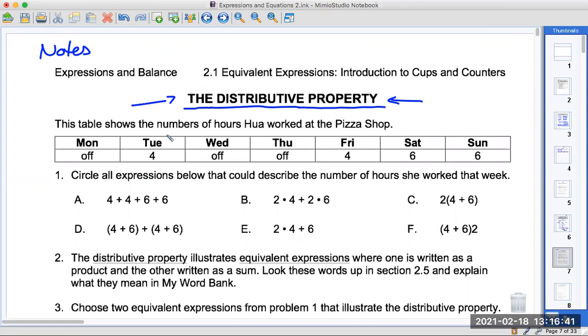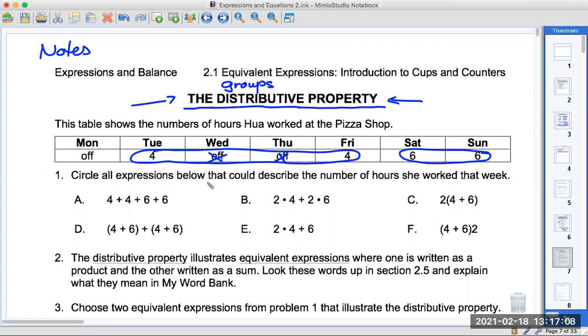Okay, this table shows the number of hours she worked at the pizza shop. Friday 4 hours, Saturday 6 hours, Sunday 6. Notice 2 groups of 6 and 2 groups of 4, right? Yep, that's what distributive is, it's groups. So you're looking for groups.